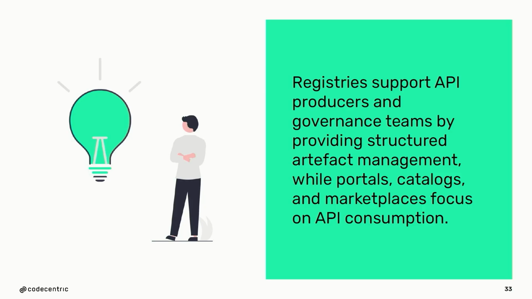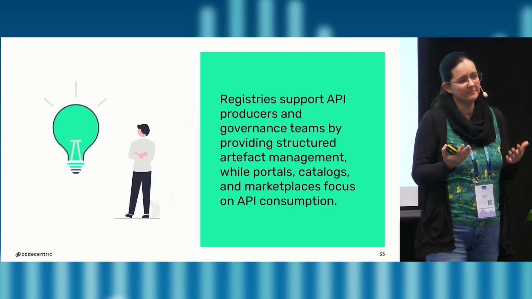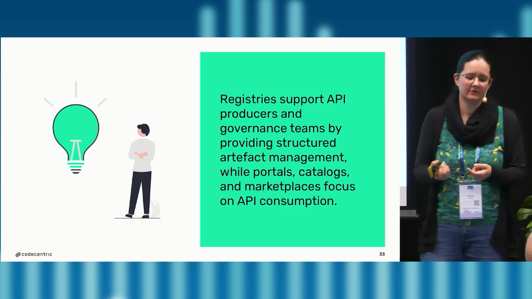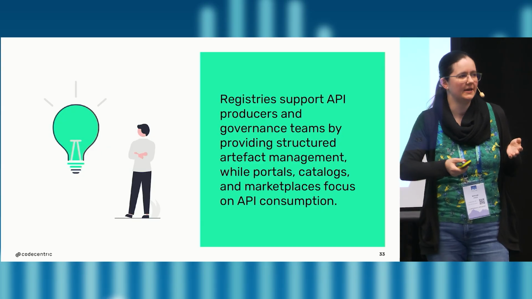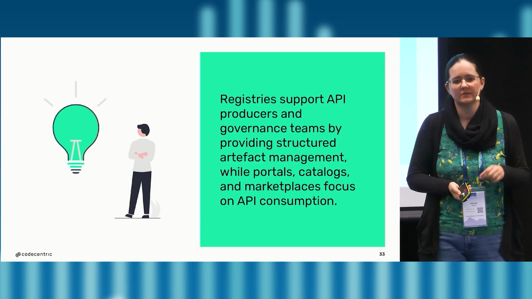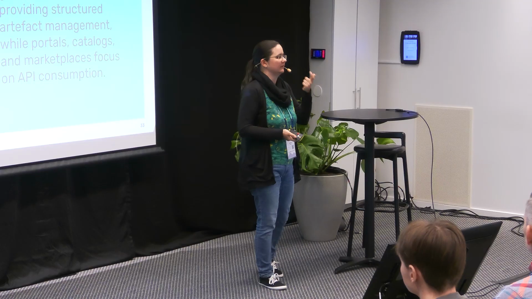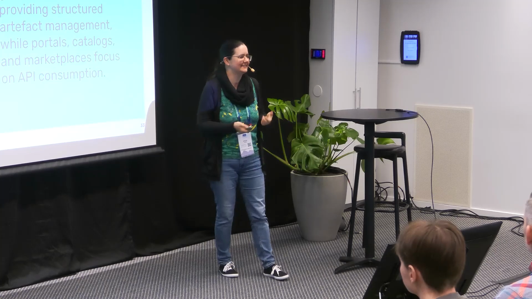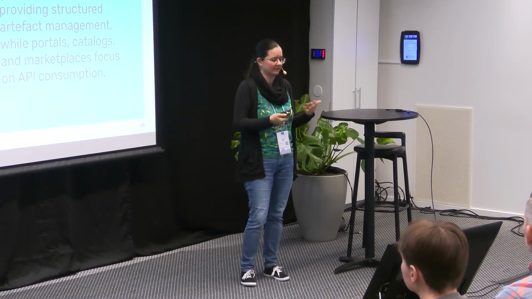So registries support API producers and governance teams by providing the structured artifact management, while the portals, catalogs, and marketplaces focus on API consumption and discoverability, so that someone can consume the API. So that's an important difference to understand if you're working in the field, right? That there are different target groups that need something from you if you're providing or consuming an API.